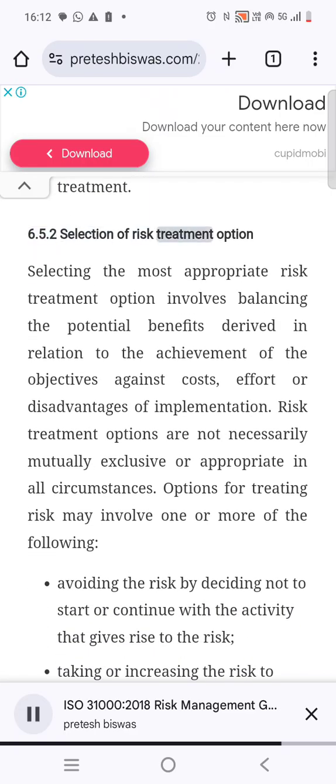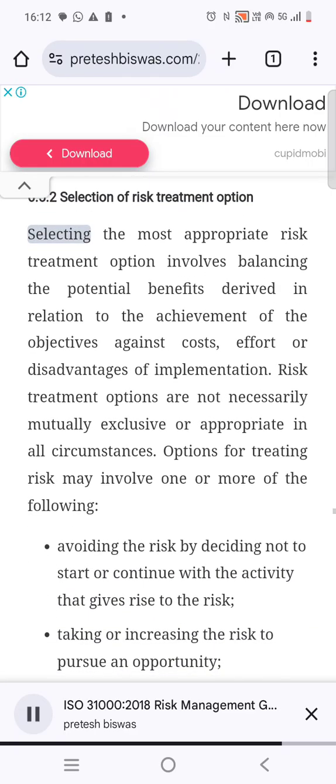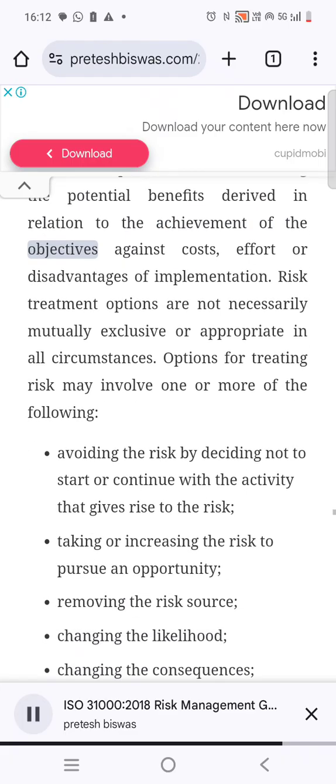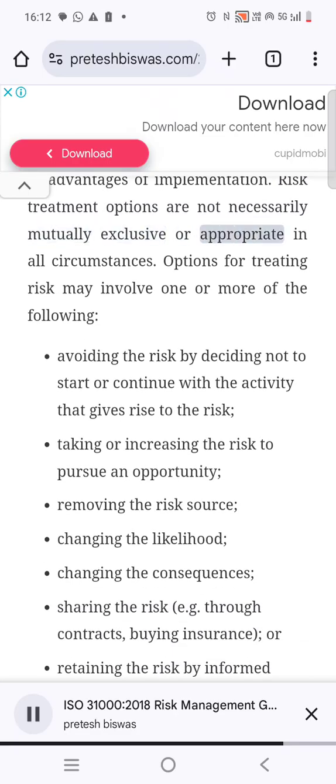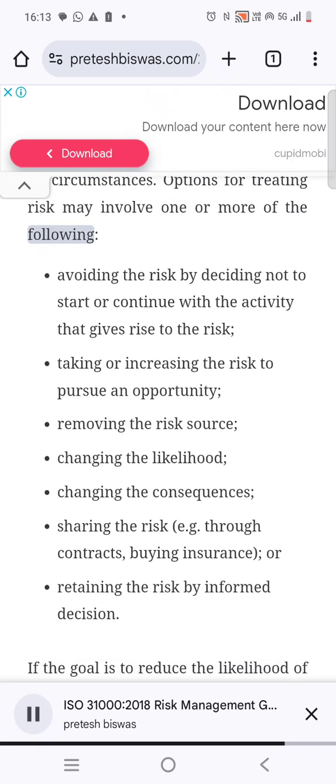6.5.2 Selection of risk treatment option. Selecting the most appropriate risk treatment option involves balancing the potential benefits derived in relation to the achievement of the objectives against costs, effort, or disadvantages of implementation. Risk treatment options are not necessarily mutually exclusive or appropriate in all circumstances. Options for treating risk may involve one or more of the following.